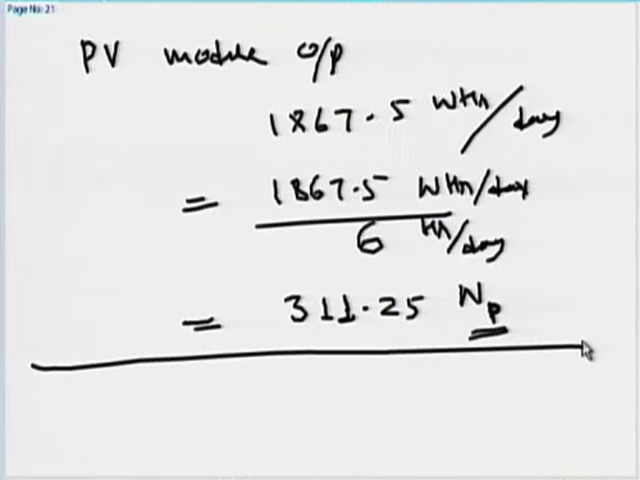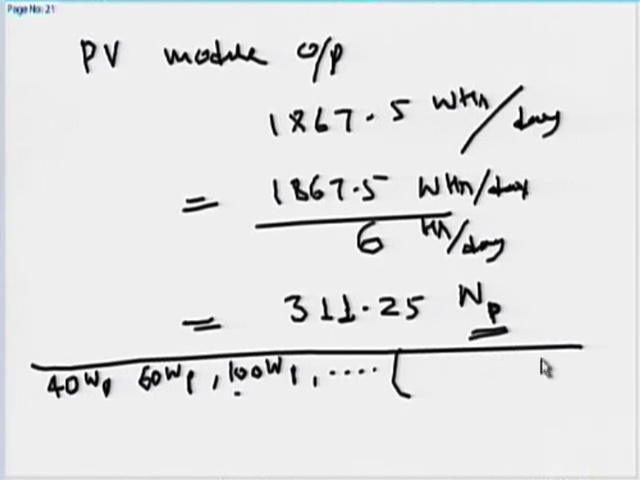I go to the market, and there may be many modules available. Modules available in the market are 40 watt peak, about 60 watt peak, 80 watt peak, 100 watt peak, and so on. How to choose? If you are going to use 100 watt peak modules, you require about 3 modules, and all these modules are suited for 12 volt supply.